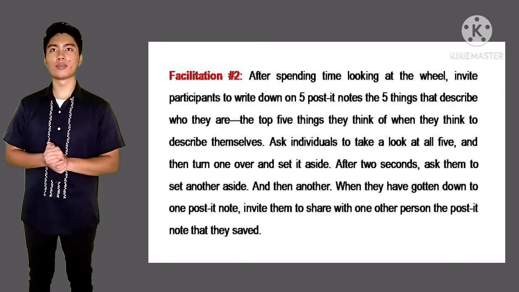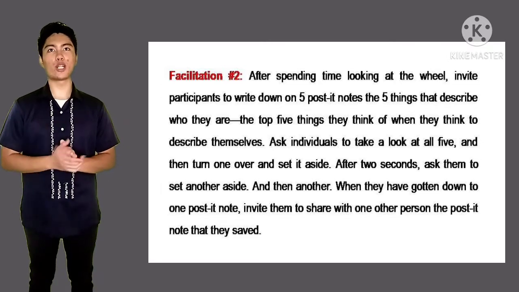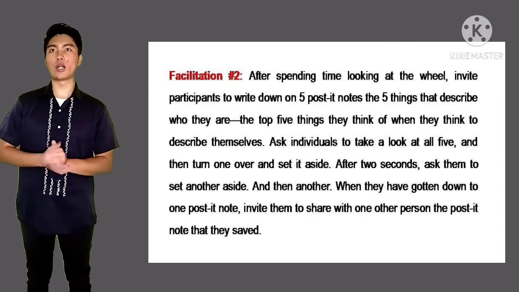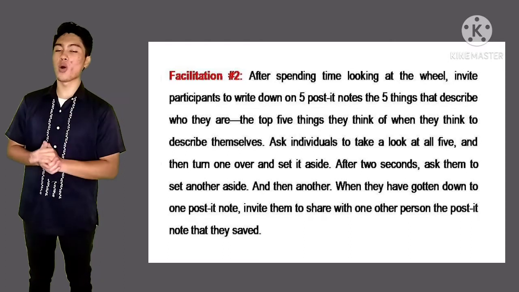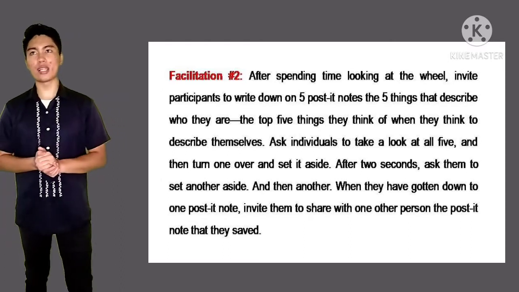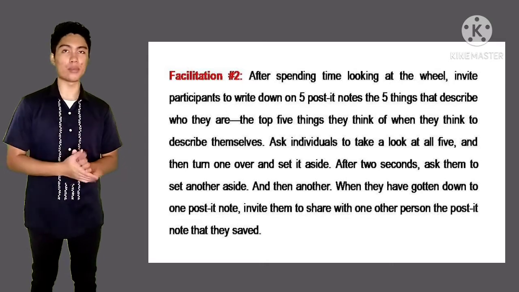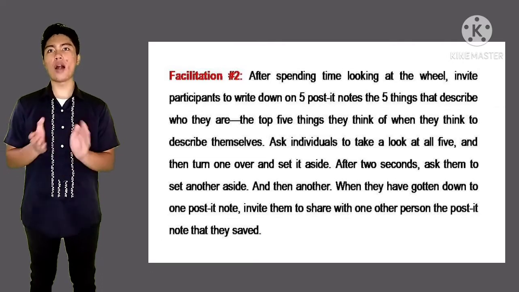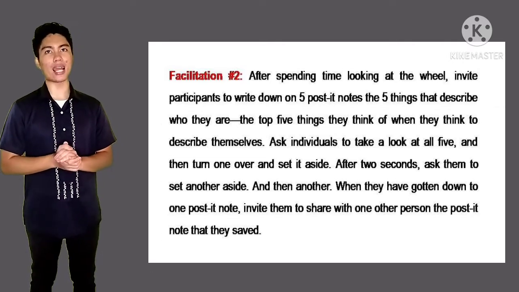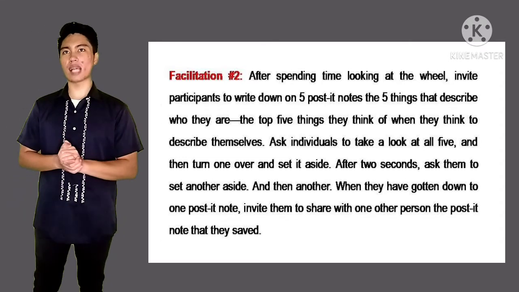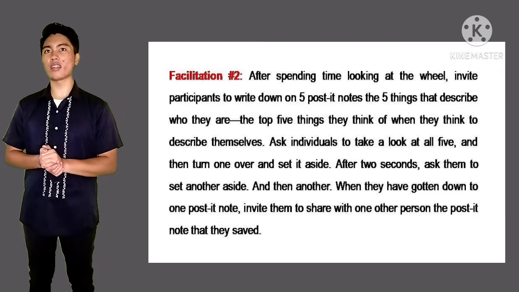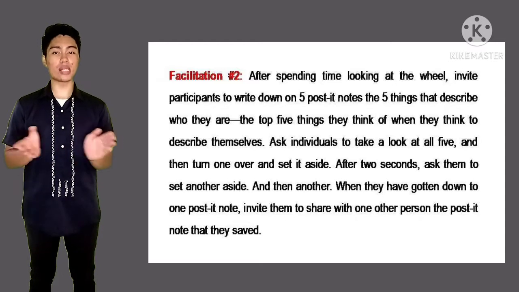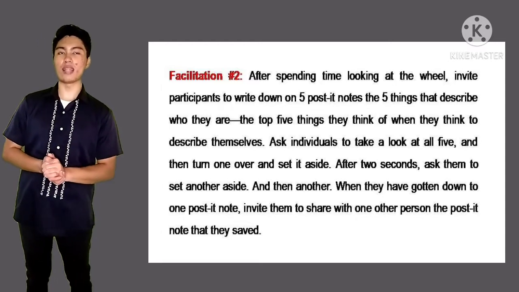After spending time looking at the wheel, invite participants to write down on 5 post-it notes or paper the 5 things that describe who they are, the top 5 things they think of when they think to describe themselves. Ask individuals to take a look at all 5 and then turn 1 over and set it aside. After 2 seconds, ask them to set another aside and then another. When they have gotten down to 1 post-it note, invite them to share with 1 other person the post-it note or the paper that they saved.